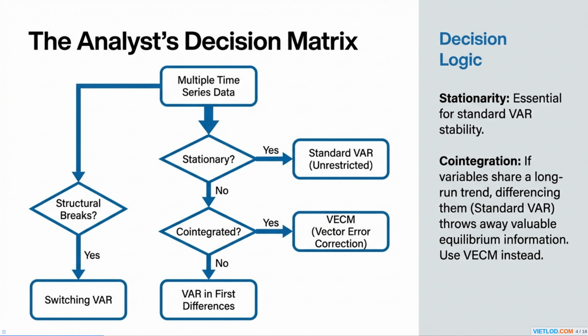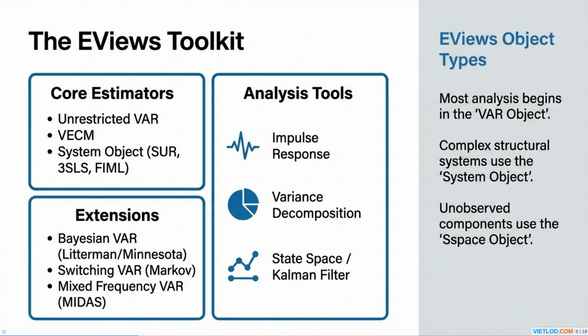The decision logic explains that simply differencing co-integrated variables for a standard VAR would throw away valuable equilibrium information. Therefore, if co-integration exists, a VECM, or vector error correction model, should be used instead to preserve this long-run relationship. Finally, if the non-stationary data is not co-integrated, the correct approach is to estimate a VAR in first differences, which effectively makes the series stationary before modeling.